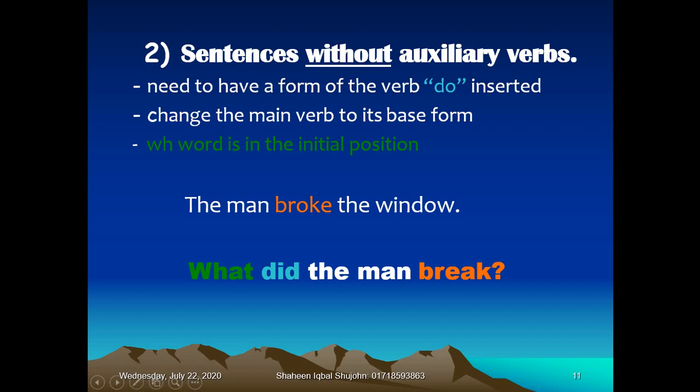If we want to make WH questions instead of the subject, just put WH instead of the man. The man here is a person, so use who, and other parts will remain unchanged. So the answer will be, who broke the window? And we must put a note of interrogation at the end of the sentence.